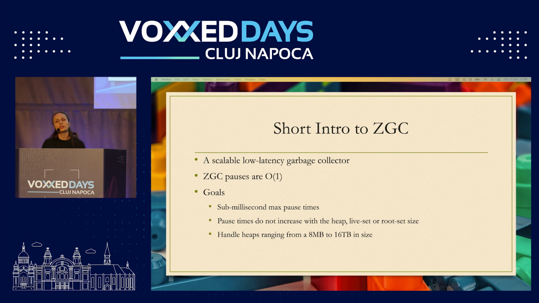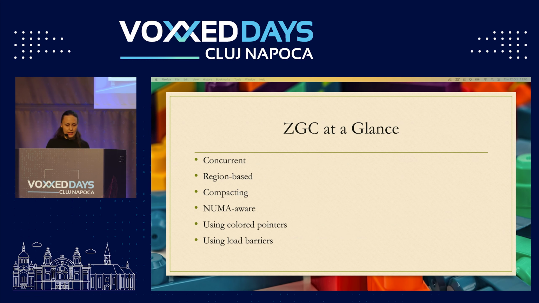Now, ZGC was initially introduced in JDK 11 and made GA in JDK 15. So there are a few things that you should know about ZGC. It's a concurrent garbage collector, meaning that all the heavy lifting is done while the Java threads continue to execute. This greatly limits the impact that garbage collection will have over the application's response time.